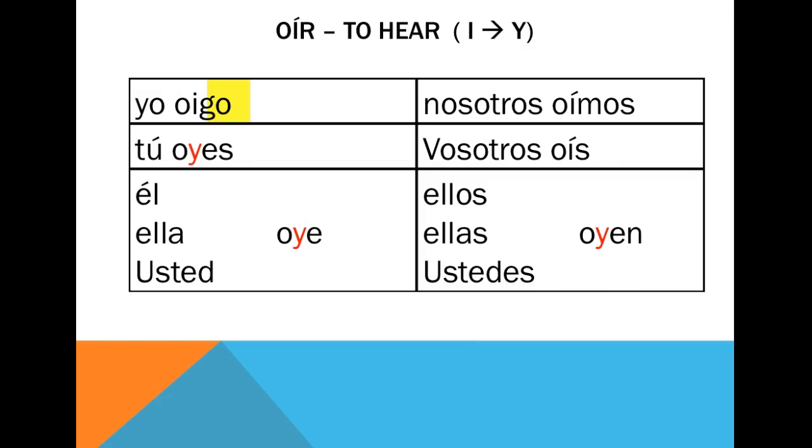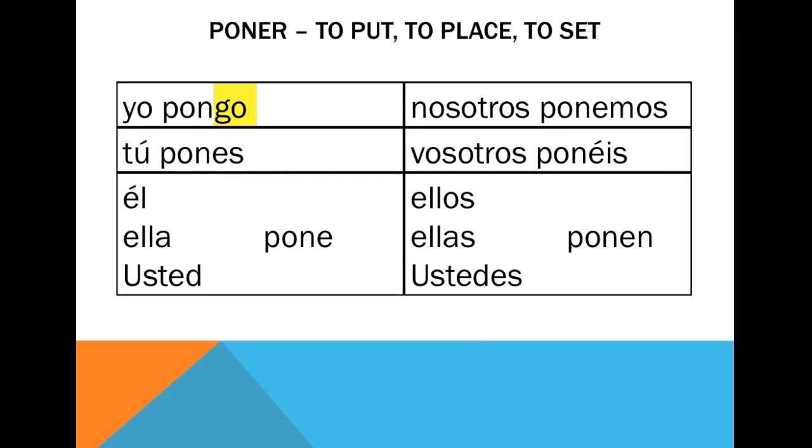Here are your conjugations for the verb oír, which is to hear. You'll notice this is also a stem changing verb, but this is a stem change you've never seen before. This is where the I in the infinitive verb oír changes to a Y in the tú form, as well as both of the third person singular and plural forms. Your yo form, again, you'll notice is irregular with the go ending.